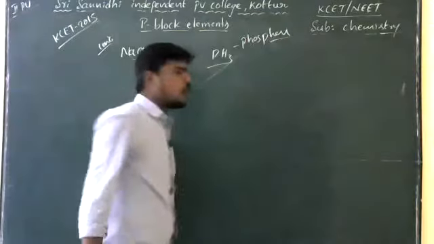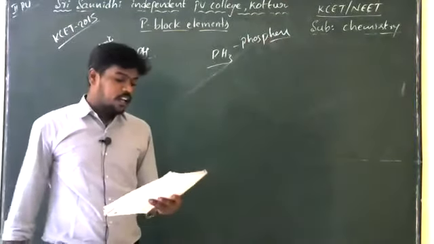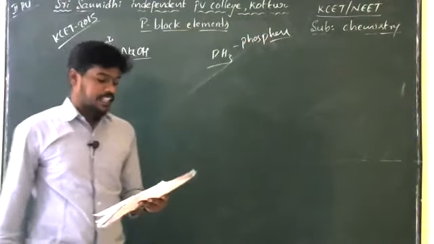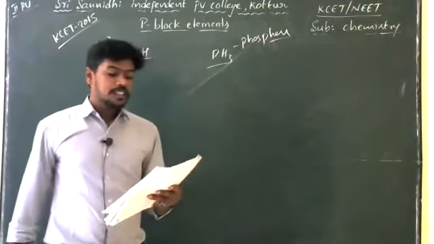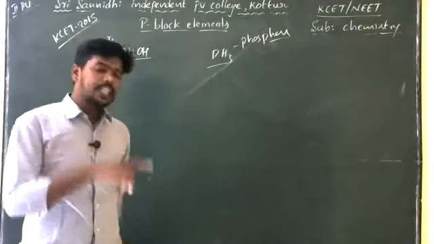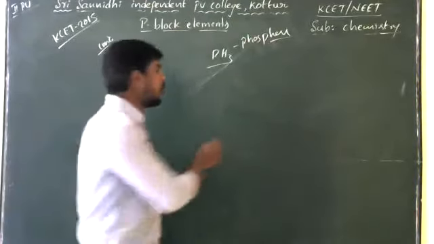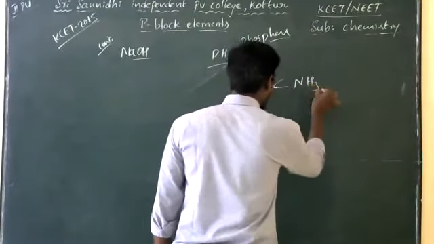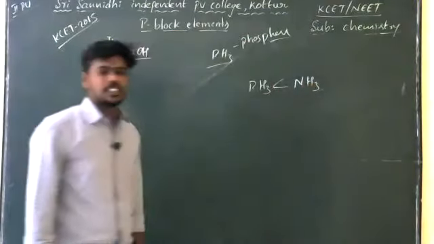Then another category now, phosphine. Which of the following statements is incorrect? The first one says it is more basic than ammonia. No. Any gases are less basic than ammonia. Here it is the phosphine, which is also less basic than ammonia. Phosphine is very much less basic than ammonia.